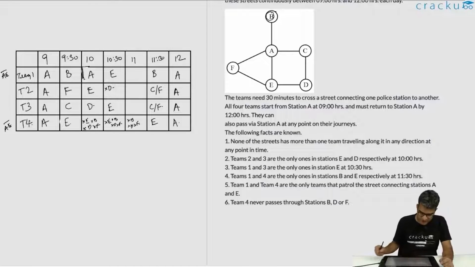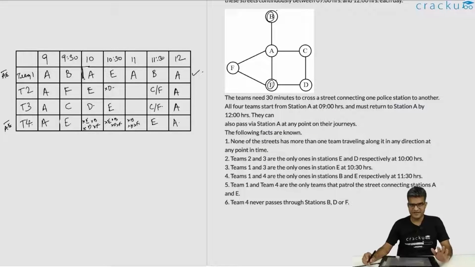From A they went to E, and from E they have to come back to B. So they are at E at 10:30, they are at B at 11:30. What is the only possibility? If there is only one stop between E and B, that has to be A. So they have to be at A at 11 o'clock. So for team 1 we are completely done. We have figured out all the stations that team 1 has encountered.